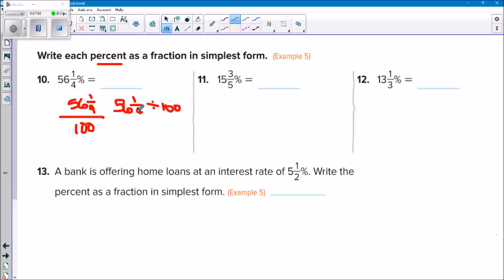So you rename this: 56 times 4 is 224, plus 1, it's 225 over 4, times the reciprocal of 100, which is 1 over 100. You can reduce both of these by, not by 9, I'm sorry, by 25, I believe. Yep, then you get 9, and here you get 4, and your final answer will be 9 over 16.